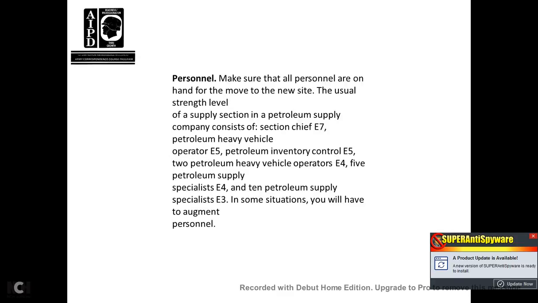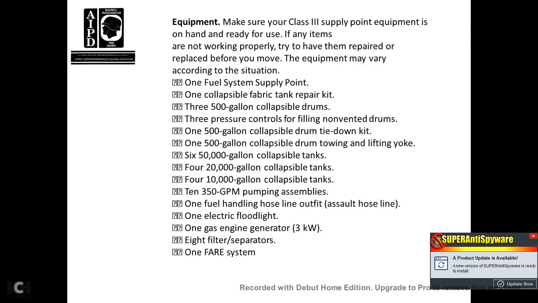Personnel. Make sure all the personnel on hand are prepared to move to the new site. The usual strength level of the supply section of a Multi Petroleum Supply Company consists of a section chief E7, Petroleum Heavy Vehicle Operator E5, Petroleum Inventory Control E5, 2 Petroleum Heavy Vehicle Operators E4, 5 Petroleum Supply Specialists E4, and 10 Petroleum Supply Specialists E3. In some situations, you will have augmented personnel. Equipment.